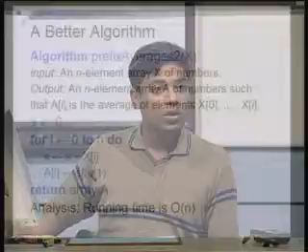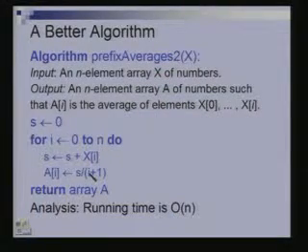So how much time does this take now? In each run of this loop, I am just doing 2 primitive operations, right? So that makes it order n time, because this loop is executed n times.